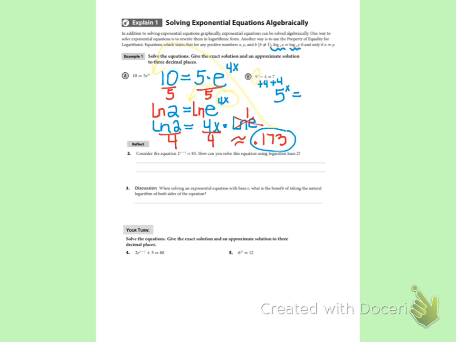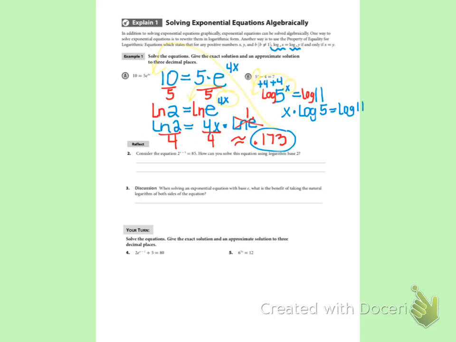But let's say I decided to use the base 10 log, or just the common log. So I might just sneak in here in front of the 11 a log on both sides. And again, why I do that is that's going to allow me to bring that x down in front. And when I rewrite this, now my equation looks like this: x times the log of 5 equals the log of 11.